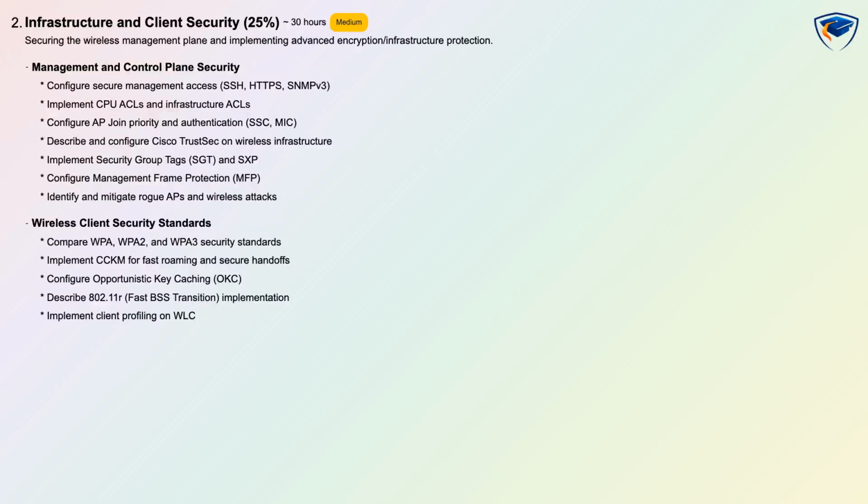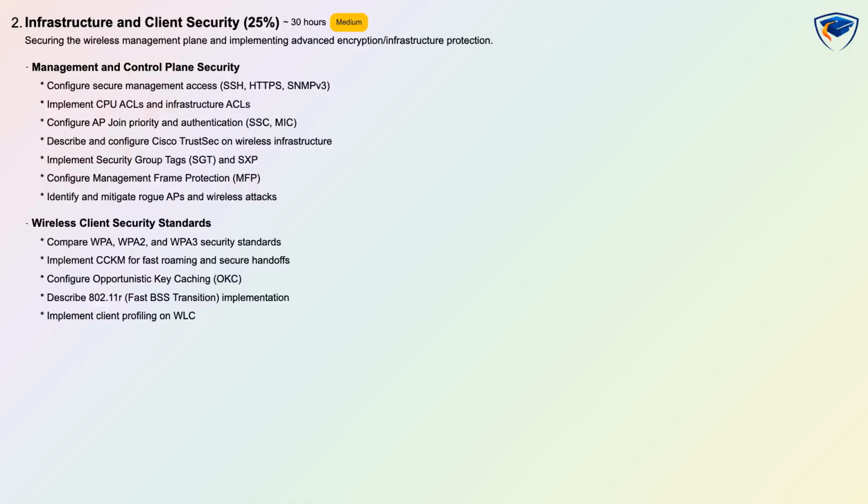Domain 2 is Infrastructure and Client Security and accounts for 25% of the exam. This medium difficulty domain requires about 30 hours of study and focuses on securing the wireless management and control planes and protecting clients. You will configure secure management access like SSH and HTTPS, implement CPU and infrastructure ACLs, and enable management frame protection to harden the infrastructure.